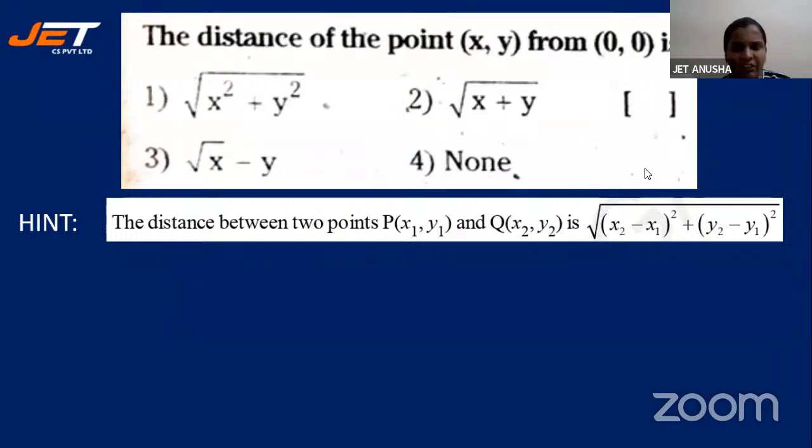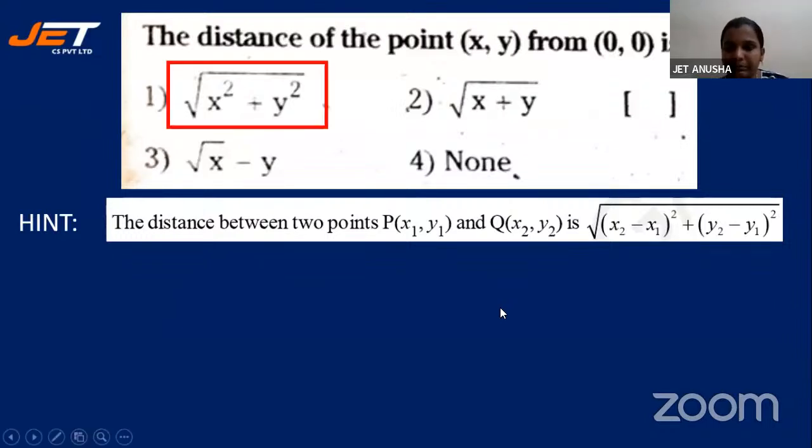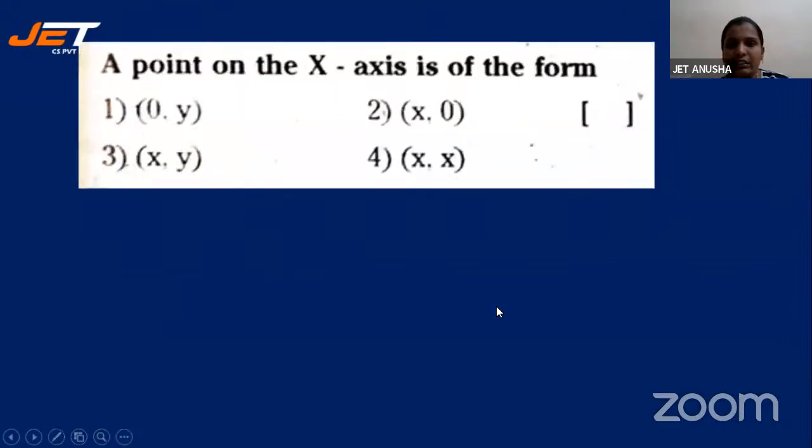Almost everyone giving me the answer as 1. I think everyone got the correct answer, right? So let's see. Yes, almost everyone. I appreciate everyone for your participation, active participation. So let's go with the next one.